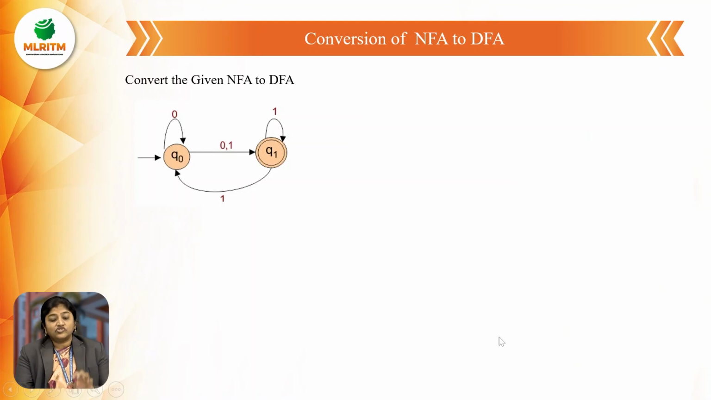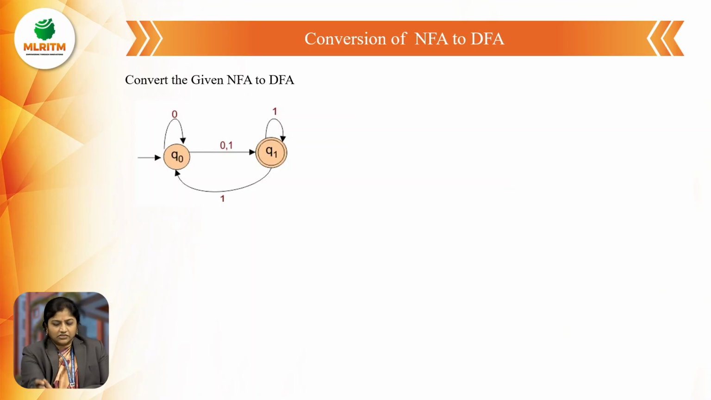Check first whether this is a DFA or an NFA. The transition diagram given is an NFA only, because from one state with one input symbol, it is reaching more than one state. That is Q0 on 0. It is reaching Q0 also, and it is reaching Q1 also. Hence, this is an NFA given, and they asked us to convert this NFA into a DFA.